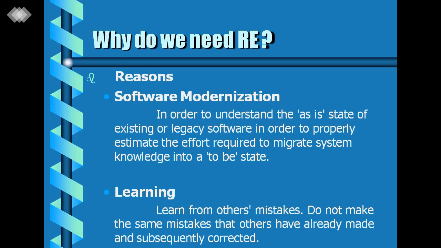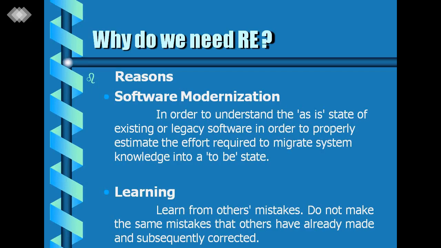So it is in order to understand the state. So next is learning, now learning from other's mistakes. Do not make the same mistakes that others have already made and subsequently corrected. So here are the next two reasons that we need software reverse engineering.